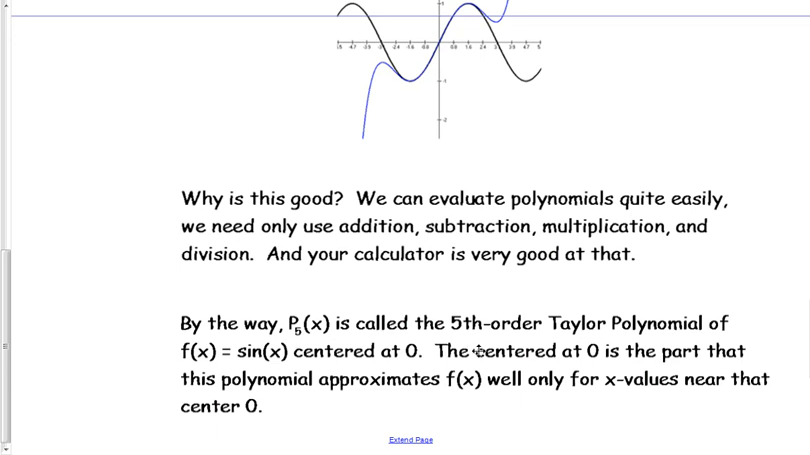This p subscript 5 is called a fifth order Taylor polynomial of f of x equals sine of x centered at 0. We'll hear that terminology, and it's important to understand that this centered at 0 is the part that's telling us that this polynomial approximates f of x very well for x values that are near 0. If it was centered at pi over 3, then it would approximate the function for x values close to pi over 3, and so on.